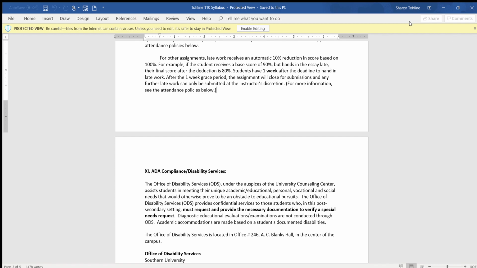Now, after the 1 week grace period, the assignment closes. Once the assignment's closed, it's up to me whether you can hand it in or not. And this becomes a lot harder. So at this point, you need to have a much, much better excuse. You need to have, I don't know, been in the hospital. Something where there was absolutely no way that you could have handed in the work on time.